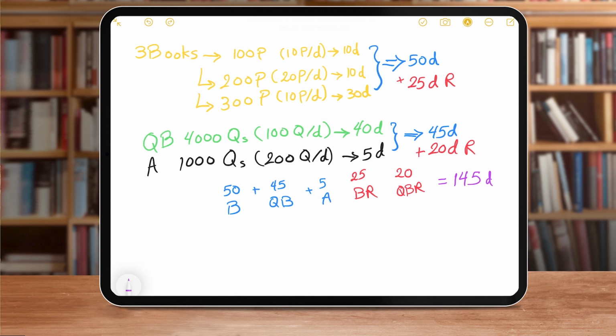Another situation you might run into: this 145 days you need to do one round of books, one round of question banks and assessment tools might not exist for you. You might only have 120 days for the overall preparation. You don't have extra time. You can't extend your exam. So in this case, you have to adjust your studying resources.